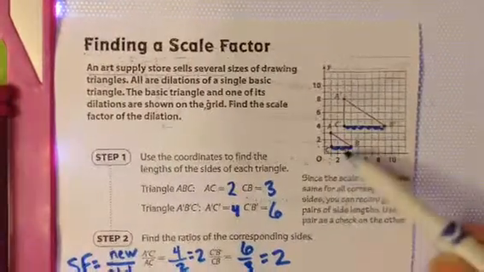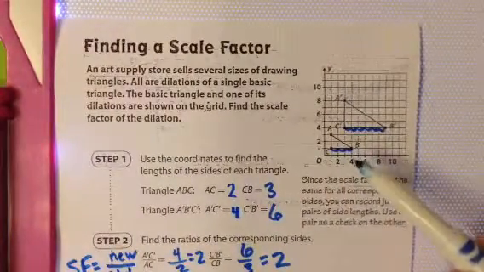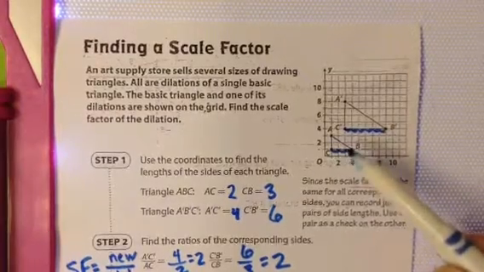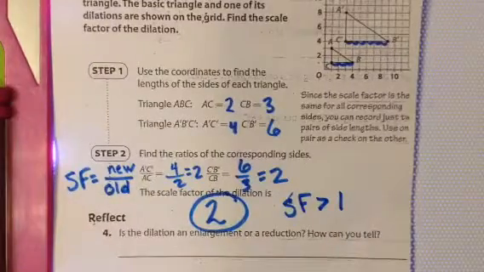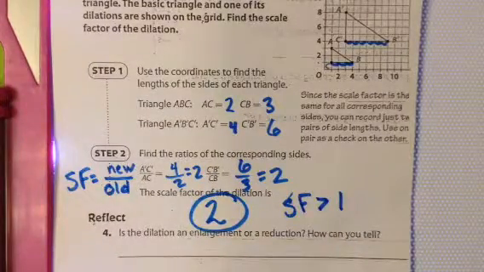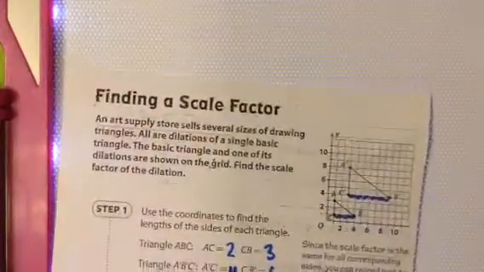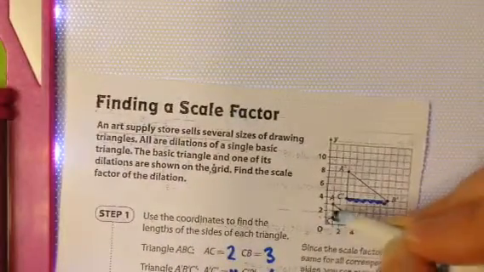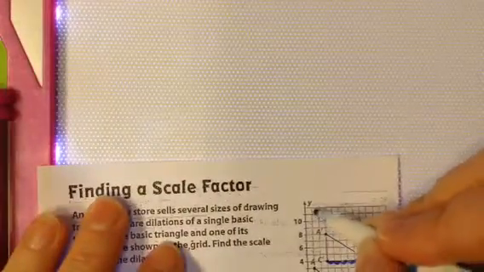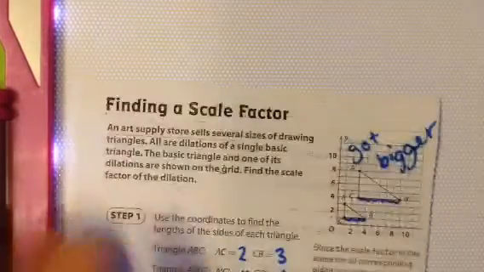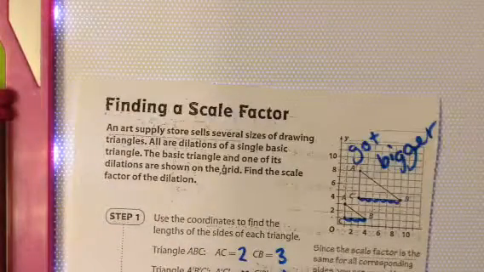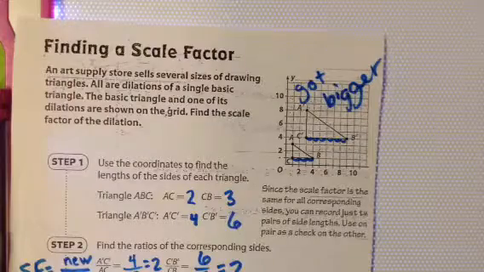So you can kind of check to see if it makes sense, because if you get a scale factor that is greater than 1, like we did, 2 is bigger than 1, it has to get bigger from the original to the new. And I can see, yes, it got bigger. So my answer for my scale factor of a 2 does make sense. So I'd always go back and check that.